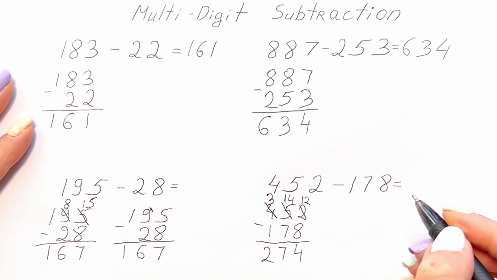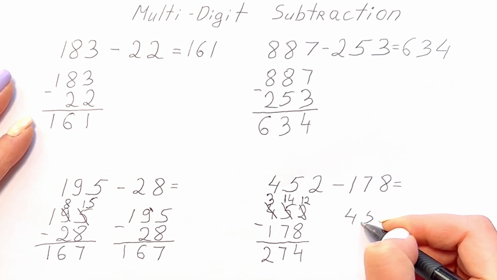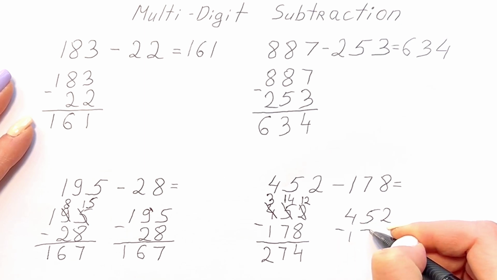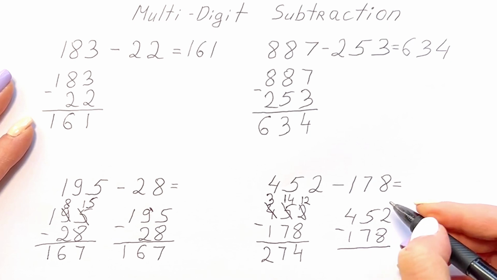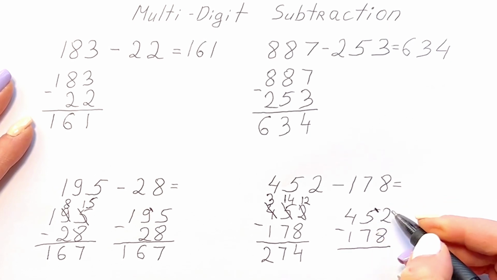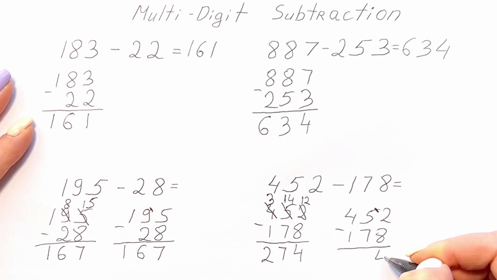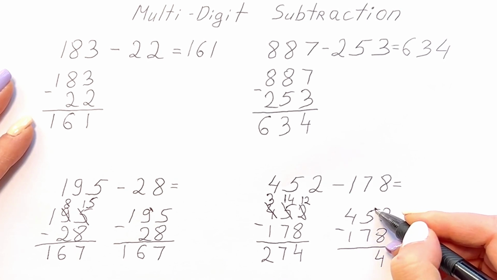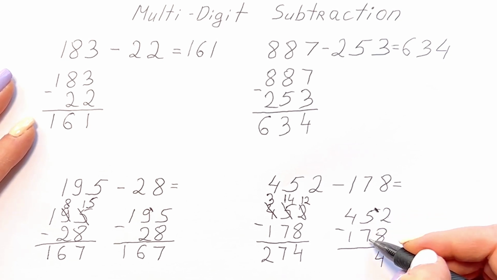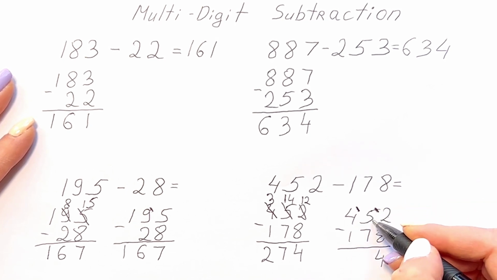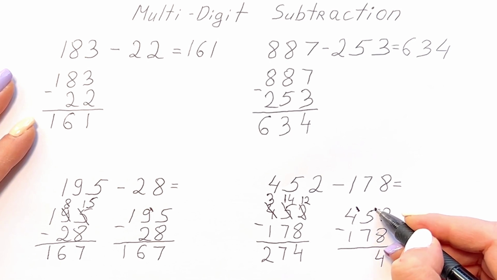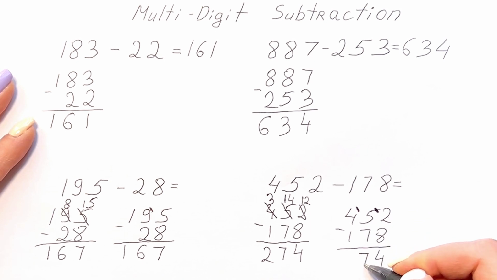The same way, the same numbers. 452 minus 178. 2 minus 8, I can't do that. I'm going to borrow from the tens place. 12 minus 8 is 4. Now this is 4 because there is a borrowing sign on the top of this number. So 4 minus 7, I can't do that. I'm going to borrow from the next number. This is going to become 14, not 15, 14, because there is a borrowing sign on the top, you remember? 14 minus 7 is 7.